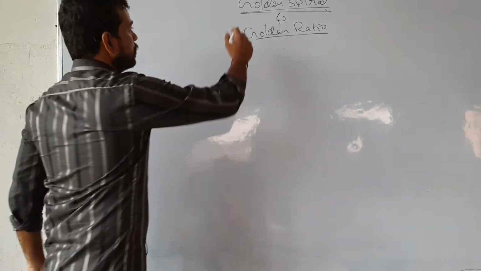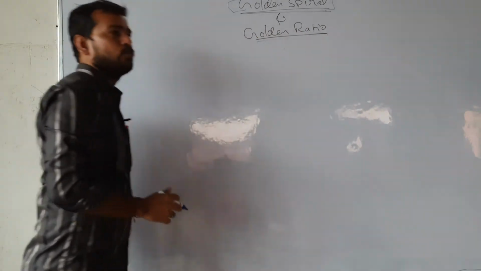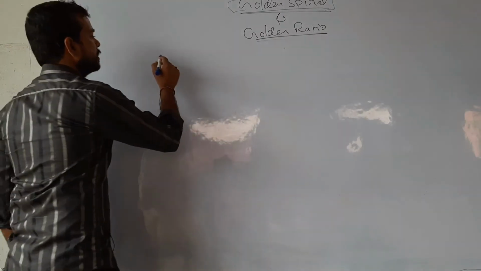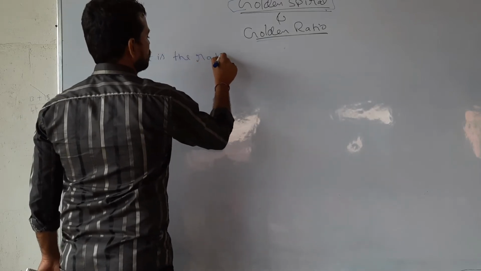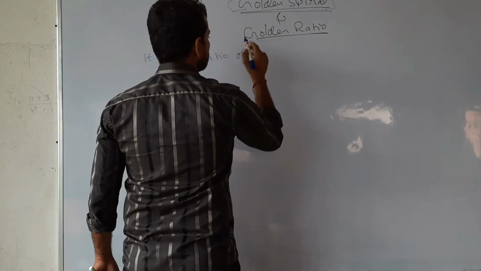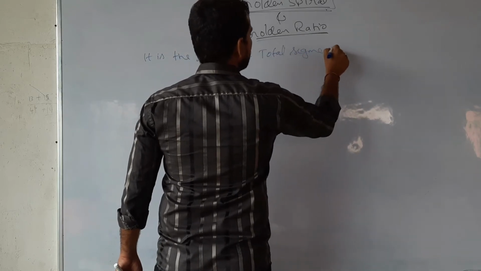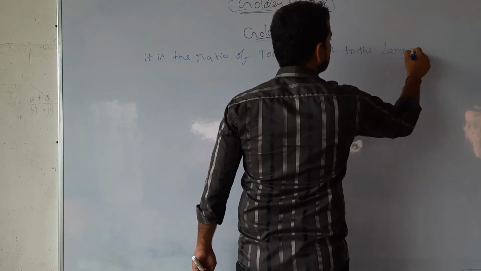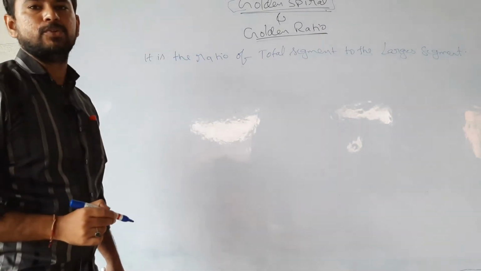Okay, what is golden ratio? Before going to the golden spiral, we should know about golden ratio. What is a golden ratio? The golden ratio means it is the ratio of total segment to the larger segment. It is the ratio of total segment to the larger segment.